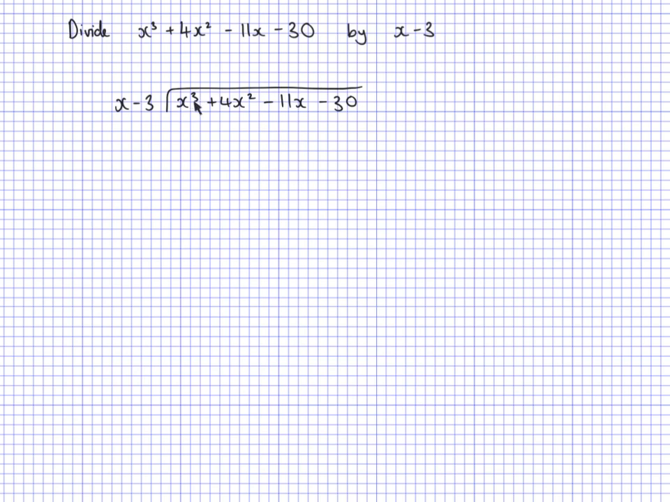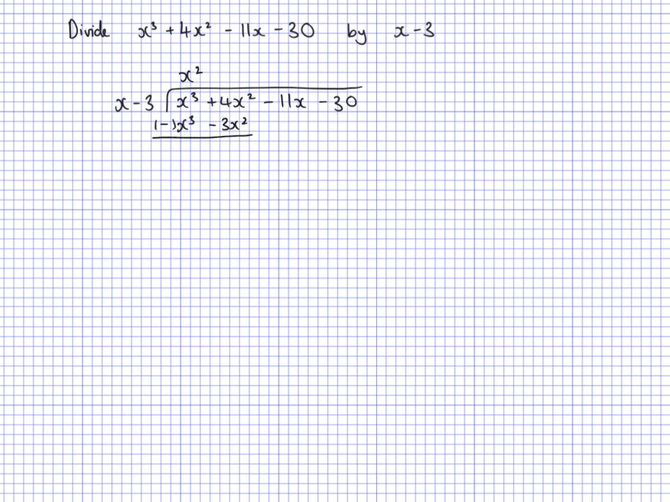We look at the x cubed here and we divide it by the x. That gives us x squared. So x squared, I write it here. Now if I multiply x by x squared and negative 3 by x squared, that gives me a multiple of x take away 3. I write that here so that I can subtract it. So x times x squared is x cubed, and negative 3 times x squared is negative 3x squared, and I'm going to subtract all of that.